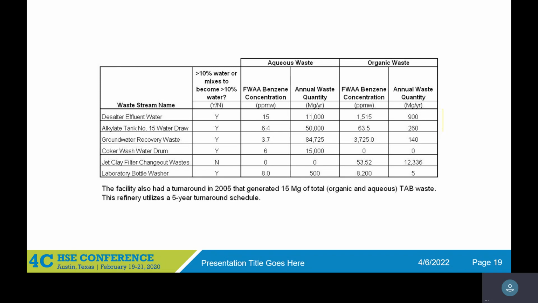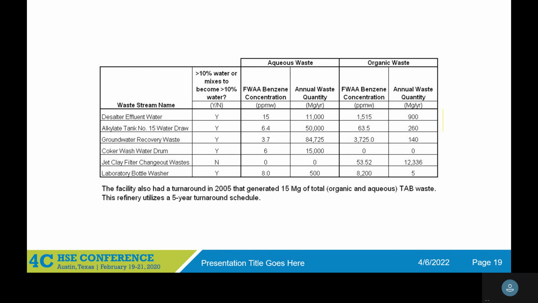Okay, so let's go stream by stream, right? We did the desalter water, the TAB. As long as you're greater than 10% water, you have to calculate the TAB by the sum of all your streams that are greater than 10% water, right? So what did we get for an answer? This times this divided by 1,000,000 was 0.165. And this times this divided by 1,000,000, which is in parts per million, was 1.36. So this stream is 1.529, correct? Everybody with me?